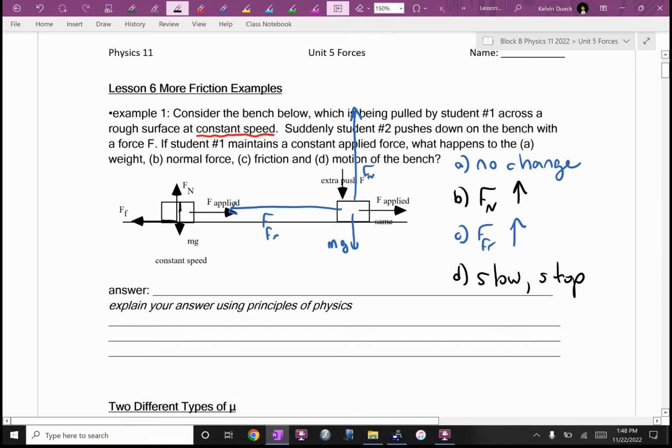But yeah, no matter what, it's going to slow and then stop. Is that okay? It says, explain your answer using principles of physics. I think I did here with my free body diagram and that list. I'd live with that. Maybe a couple more English words, but that's a pretty good explanation with your free body diagram.